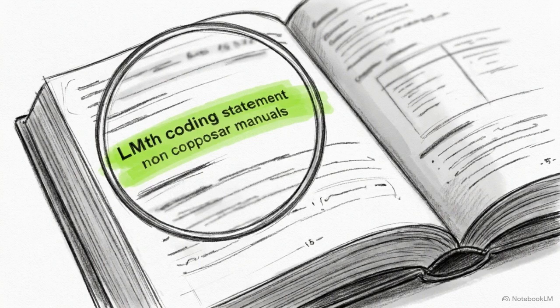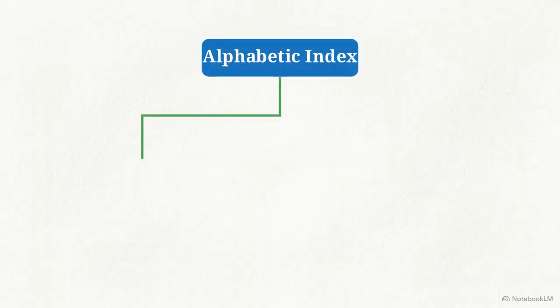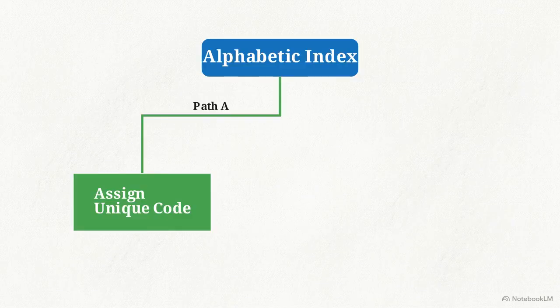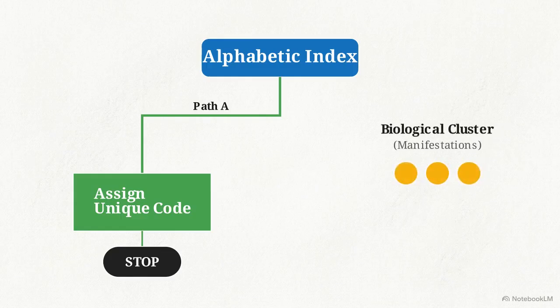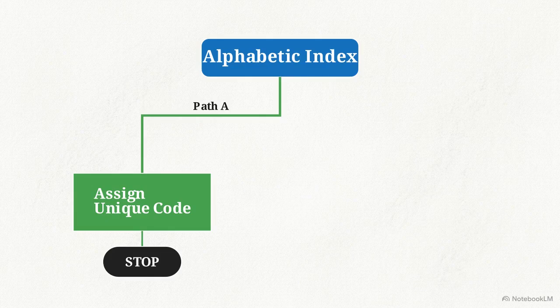Let's examine the first scenario. You check the index, and it provides a unique, discrete combination code for the specific syndrome. This path represents a direct, closed-loop solution provided by the database. The instruction for this path is absolute. Assign that single unique code and stop. This successfully captures the entire biological cluster because the system pre-compiled it.